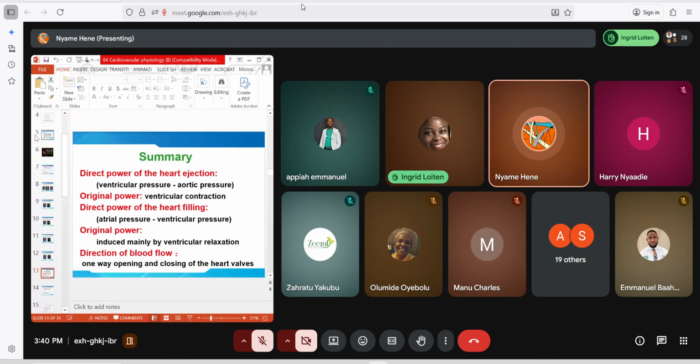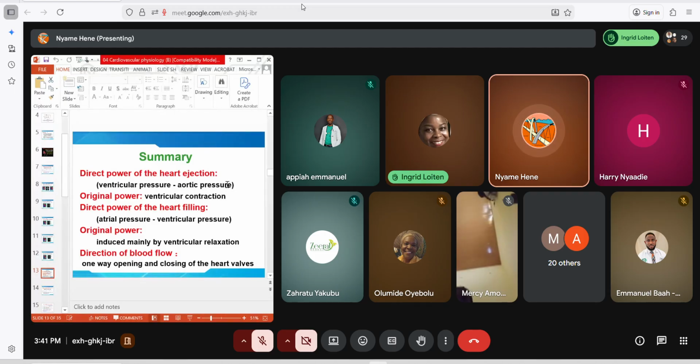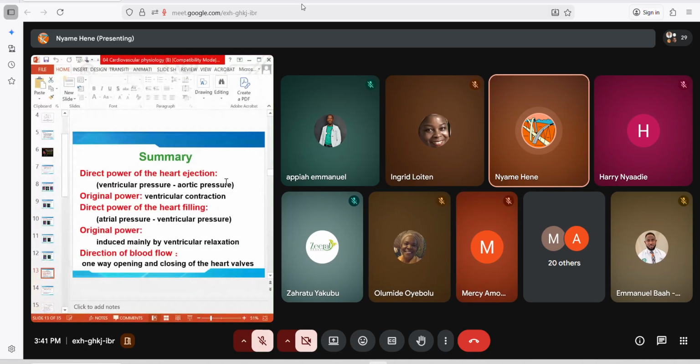In summary, we talked about the physiology of the heart and how the heart functions. This is a very important summary slide. The direct power of the heart's ejection is ventricular pressure to aortic pressure. Ejection is about the blood leaving the heart. It is from the ventricular pressure to the aortic pressure.